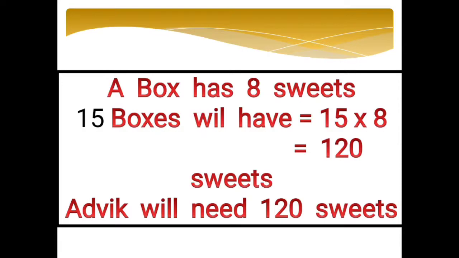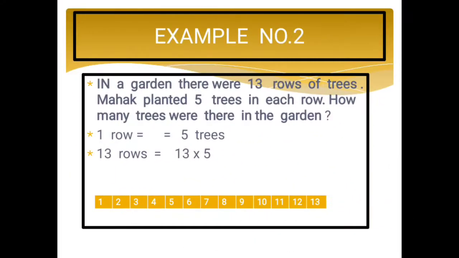I have one more example. Please see it carefully. Example number 2. In a garden, once again read the question. In a garden, there are 13 rows of trees. How many rows of trees? 13 rows. Okay. Mehak planted 5 trees in each row. It means in one row, how many trees? 5. So how many trees were there in the garden?